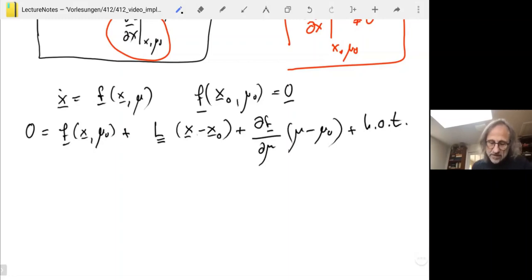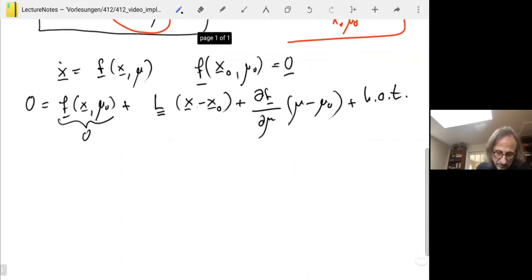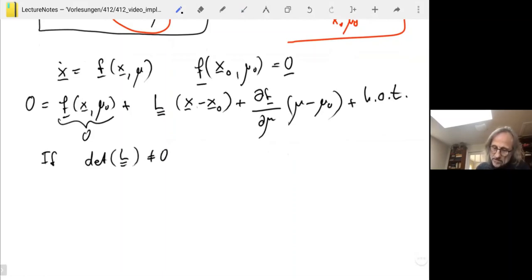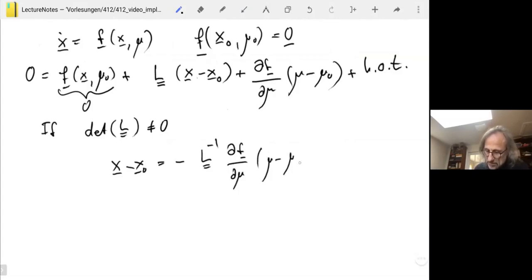Now we have to solve for x minus x naught. We can do that if this matrix L, this Jacobian, is invertible. So the determinant of L has to be non-zero. So let's write that down. If the determinant of L is not 0, then we can simply solve for x, and we get x minus x naught is equal to minus L inverse times df by d mu times mu minus mu naught plus higher order terms.